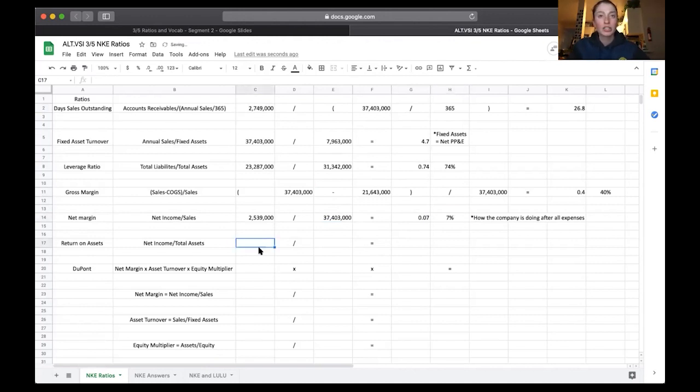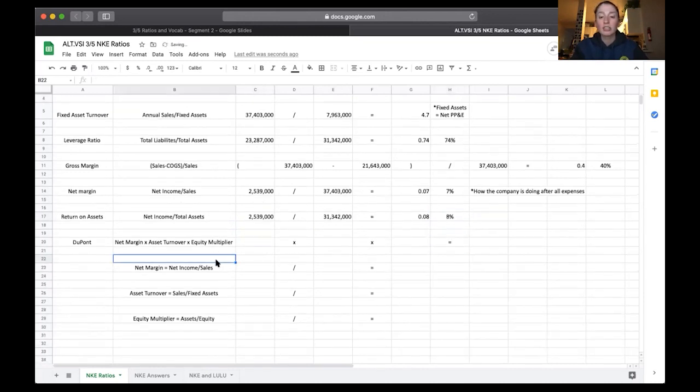Moving on to return of assets. So for return of assets, this is taking your net income, which is your 2,539,000, and you divide that by total assets, which is 31,342,000, and you end up with a return of assets of 0.08. And then that gives you also 8% of return on assets.